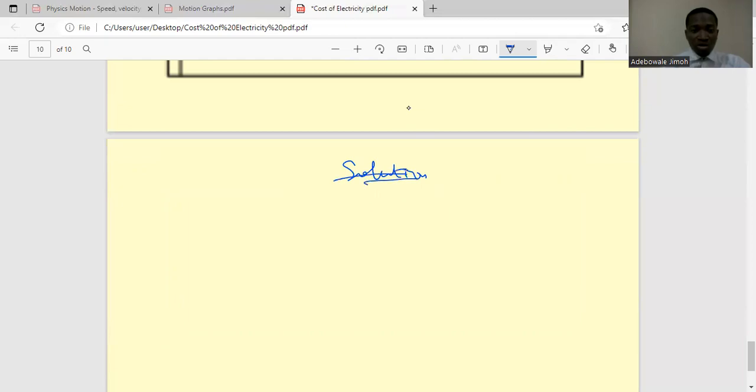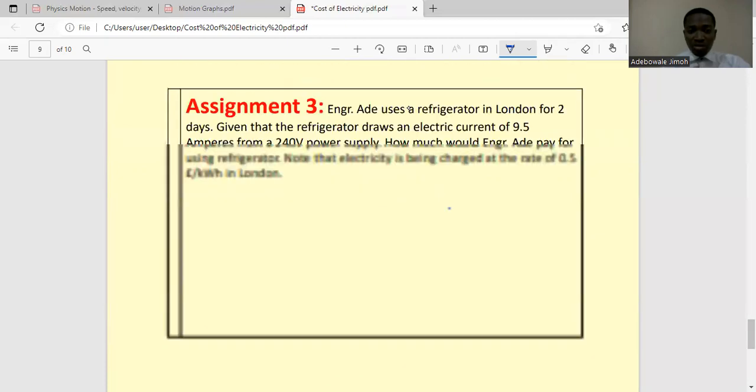Now the cost is equal to energy multiplied by the rate. Take note that energy is power multiplied by time. Let's go back to the question to get the power. Okay, we don't have the power, we have the voltage, and then we have the current. Current is 9.5, voltage is 240. So let's pick that.